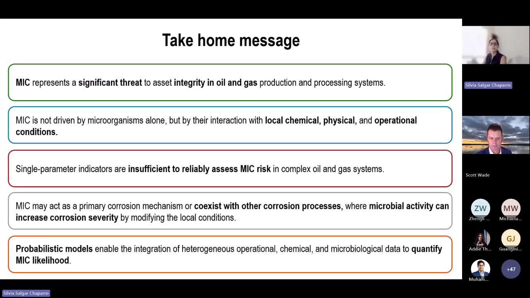So basically, MIC represents a significant threat to asset integrity in oil and gas systems, but it is not just driven by microorganisms. They actually interact with the conditions of the environment, and this is what results in the likelihood of MIC. Therefore, just looking at the activity level or the cell numbers is not going to give us the likelihood of MIC in any oil and gas system. We need to look at the interconnection of the factors. And it is also important to consider that they can coexist with other corrosion processes, so it's important to consider this when assessing the risk of MIC.